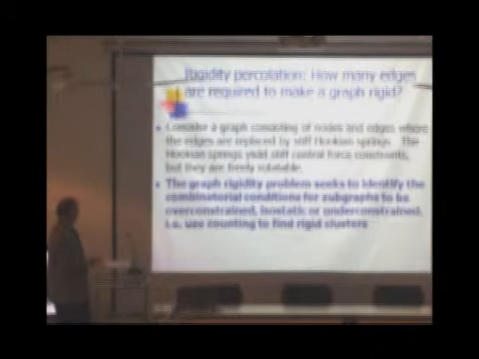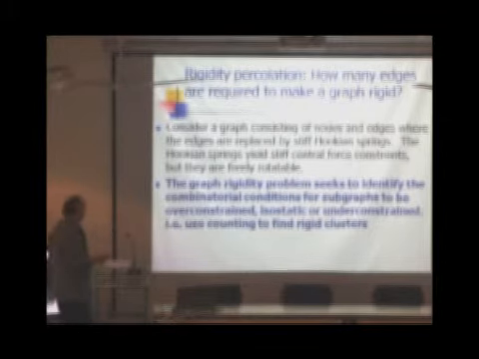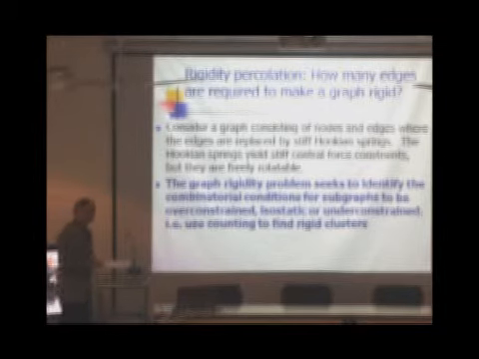Rigidity percolation problem. So this is a graph problem, and we have these nodes and edges, and they're connected by Hookean springs. The springs are freely rotatable, so there are no angular restoring constants. And the graph rigidity problem is actually a standard problem that's studied by a very small group of graph theorists, and they've been seeking combinatorial conditions to decide when a graph is rigid.